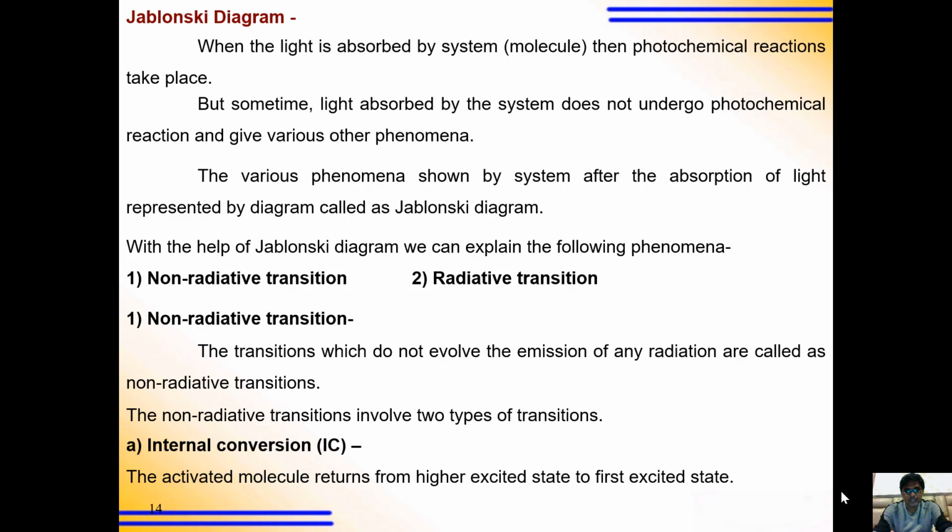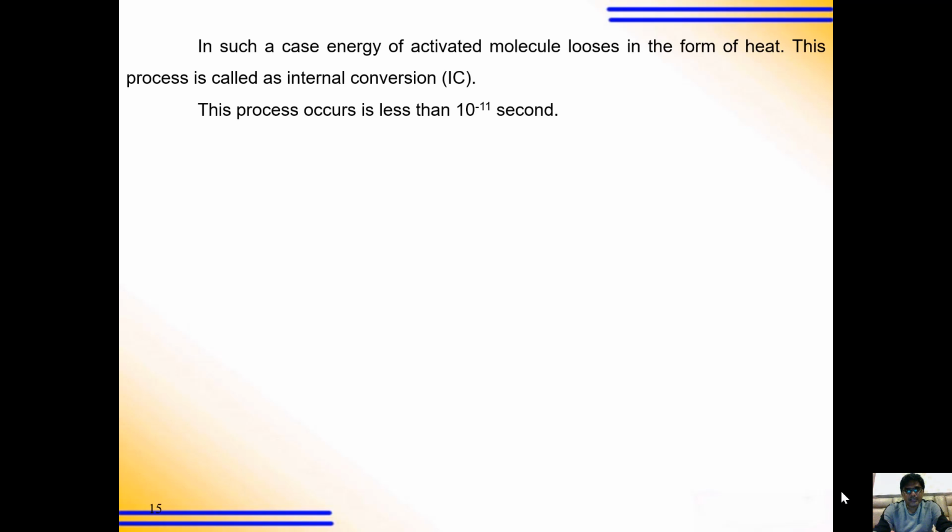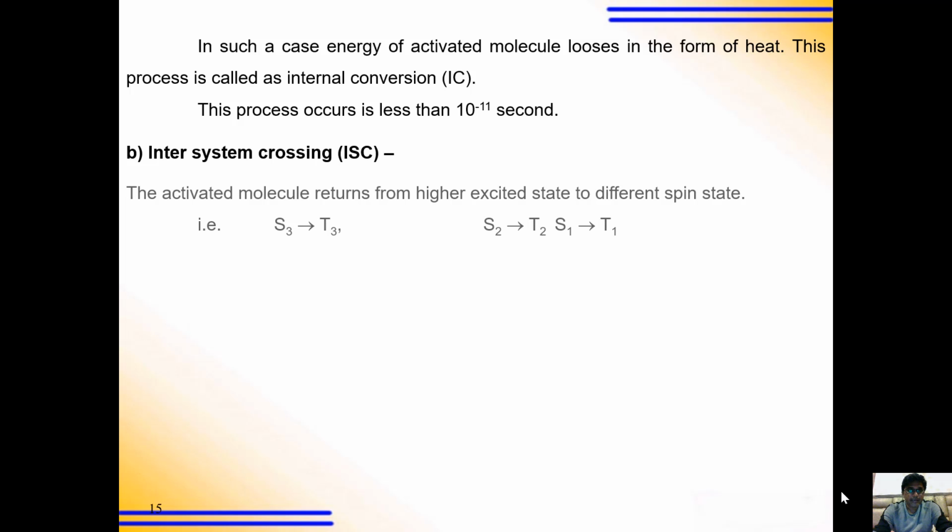First is internal conversion, where the activated molecules return from a higher excited state to the first excited state. For example, S3 to S2, S2 to S1, T3 to T2, T2 to T1. In such a case, the energy of the activated molecules is lost in the form of heat. This process is called internal conversion and is represented as IC. This process occurs in less than 10 raised to power minus 11 seconds.